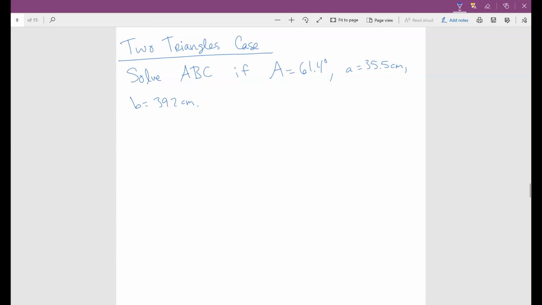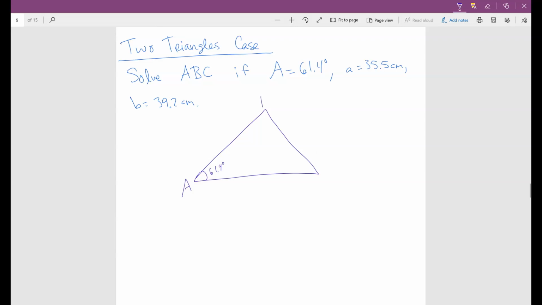So let's do the two triangles case. Here we're going to solve triangle ABC if big A is equal to 61.4 degrees, little a is 35.5 centimeters, and little b is equal to 39.2 centimeters. Okay, so let's start off by drawing the triangle. Here's my triangle. Here's A, which is 61.4 degrees.